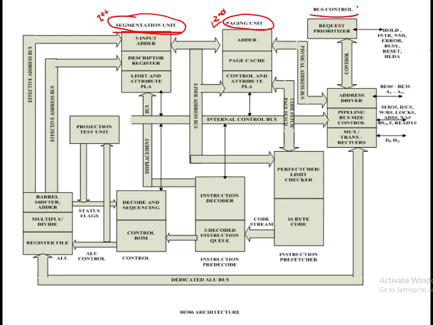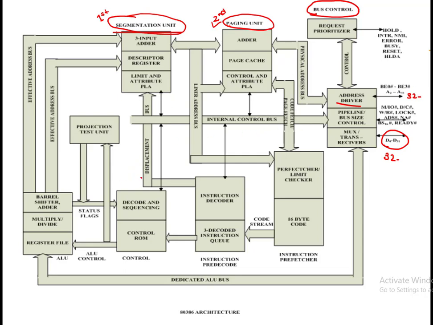The bus control unit is connected to RAM. It transfers instructions or data specified by address from memory into the microprocessor through these D0 to D31 lines. So 32 data lines are available over here and 32 address lines are available over here.